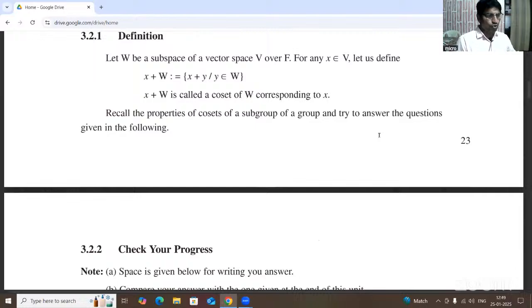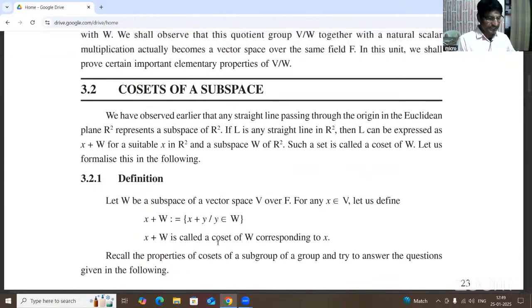In the same manner, the quotient space is denoted by V by W, and it is the set of all left cosets. Here W is any subspace. Just refer to 3.2.1. W is any subspace of a vector space. When we take an element at the left side of the given subspace, this is x plus W, read as a left coset. Now x plus W is called the coset of W corresponding to x, and W is the subspace of the vector space. Taking another element y of the subspace, we have x plus y, such that y belongs to W. That is the coset of the part.